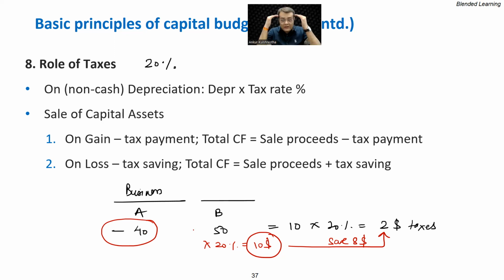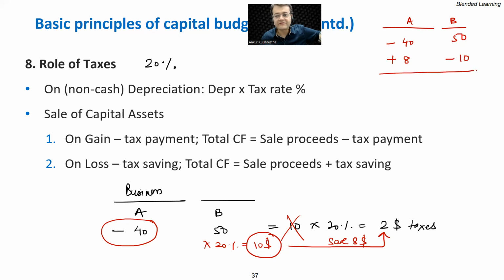So the way we look at it in finance is not at a total level. The way we are going to look at it is that this project is going to result in a tax saving and this project is going to lead to a tax payment, and therefore after-tax cash flows are going to be like this. This is before tax, this is tax, and this is after tax.